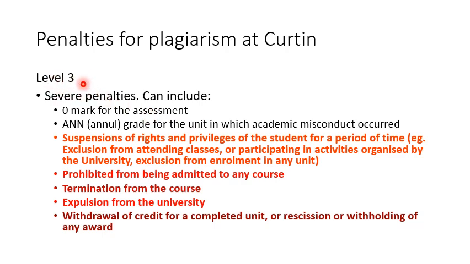Let's talk about level 3, and level 3 comes with severe penalties. It can include the following: 0 mark for the assessment, and this is the best case scenario, an ANN grade, or an annul grade, for the unit in which academic misconduct occurred. An annulment just means that whatever you've done for this unit is voided. It doesn't count, it disappears, it's not in your records, so you've got to repeat that unit. That's not too bad, right?